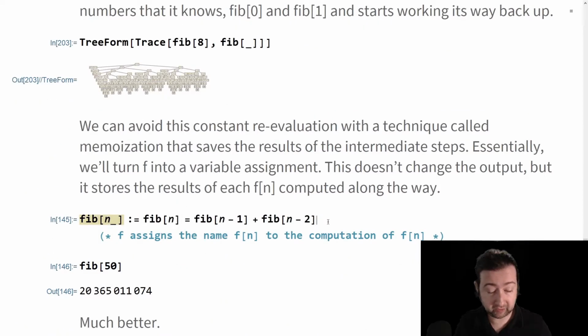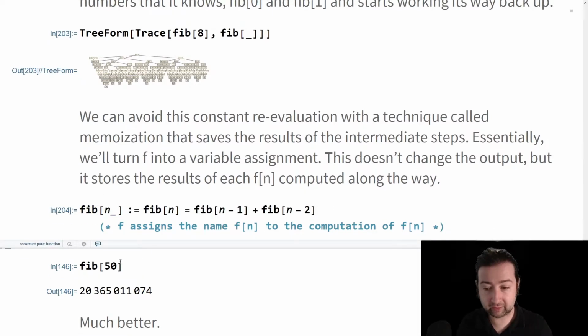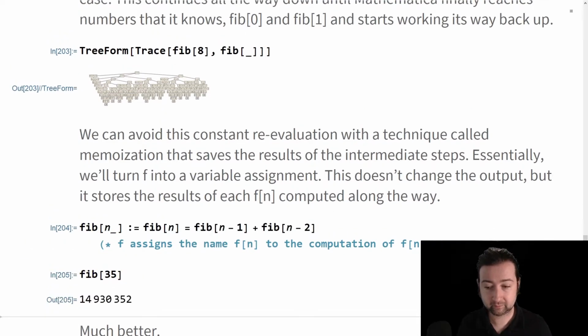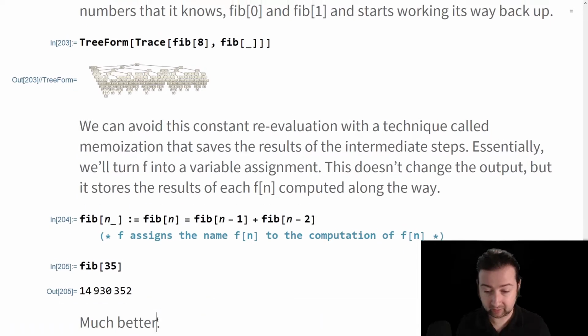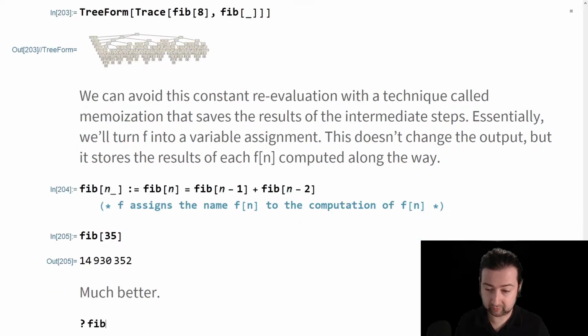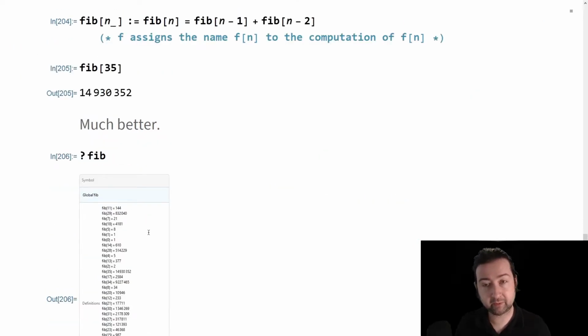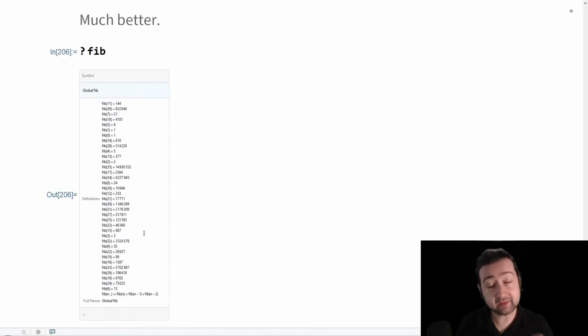This will be our redefinition of the fib function, and now let's compute it again. Well, that was almost instant. All of the values between fib 1 and fib 35 are now sitting in memory. Of course, we can check that by looking at the command, what is stored inside of fib? And you can see, this is the trade-off that we've made. We have traded speed for memory.